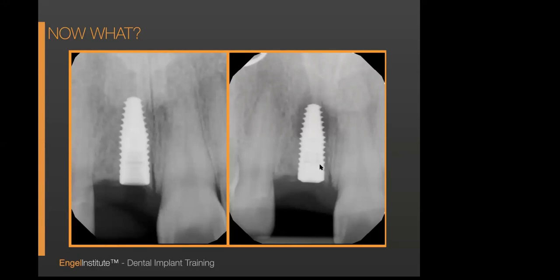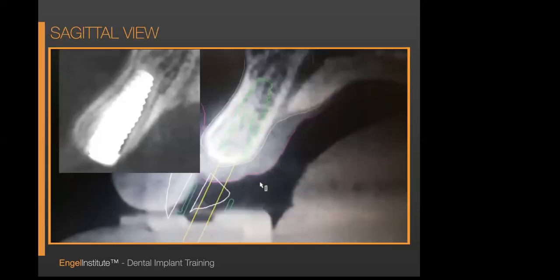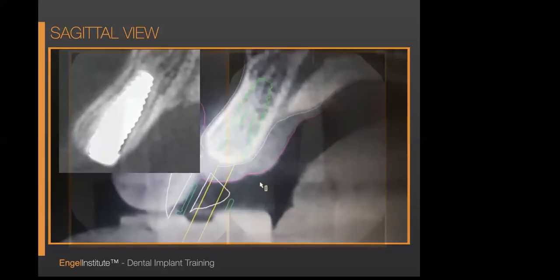Now, there's 2 reasons that you would have an apical lucency like this. 1 would be perforation. 2 would be what I'm going to show you that happened to me. I did not perforate because we saw that right here. I'm in the bone. So let's go forward.